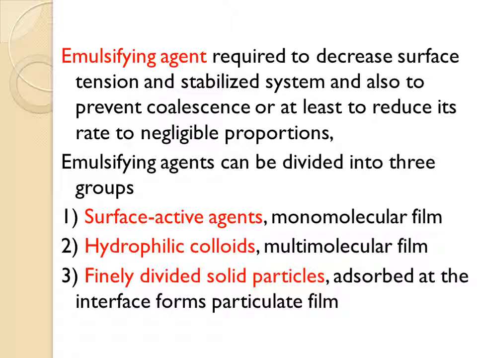So the emulsifying agents we require to get a stabilized system, meaning there is no coalescence of the oil globules together. These emulsifying agents are generally of three different types. The first is surface active agents, which are active on the surface and cause a decrease in interfacial tension of the two immiscible liquids. They accumulate at the interface and form a monomolecular film, and this monomolecular film stabilizes the emulsion.